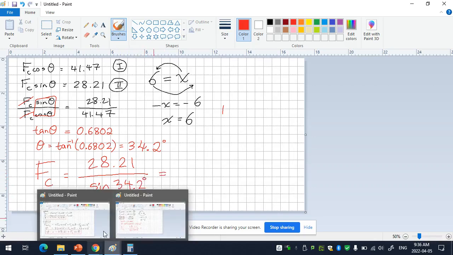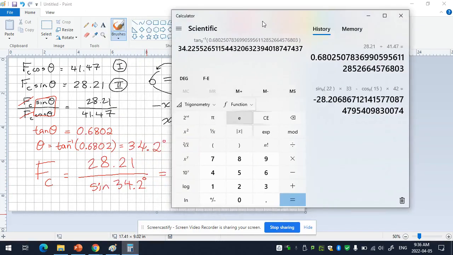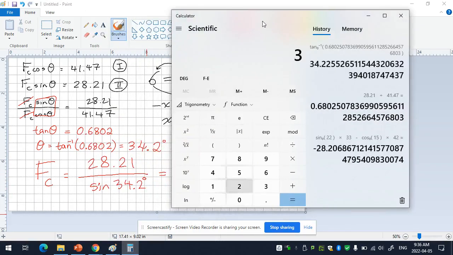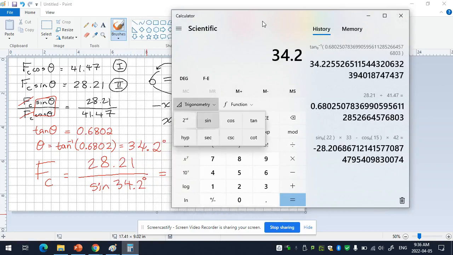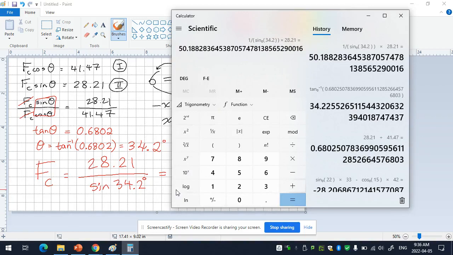Equals, where is it? So I'm going to divide first, or sorry, sine first, 34.2, trig sine, and then I'm going to flip it. This is my way of doing it. Flipping it and then multiplying it by 28.21. Trust me, you got to get the same thing if you just do the math. Boom. That's how much force you should be pulling on the other side with. 50.2 newtons.